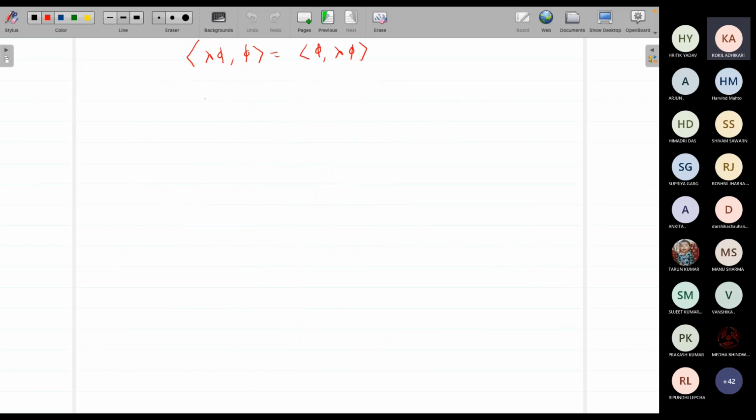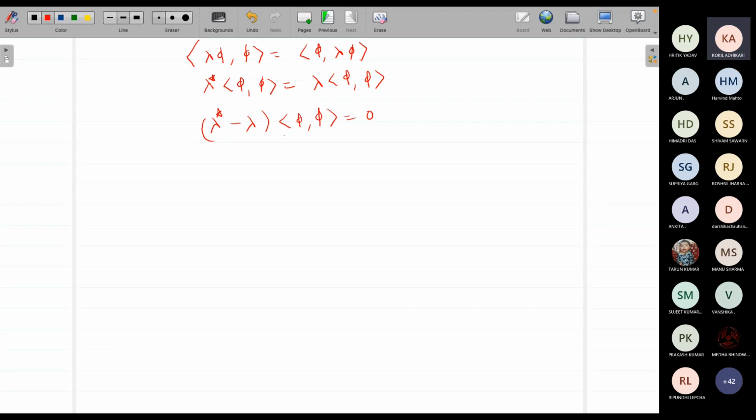And now using the properties of the inner product space, what can I write down for the first one, left hand side? Lambda star. Lambda star phi comma phi is equal to lambda phi comma phi. I can write down this equal to... So what should I write? 0 as a number or 0 as a vector? As a number. As a number. Very good.